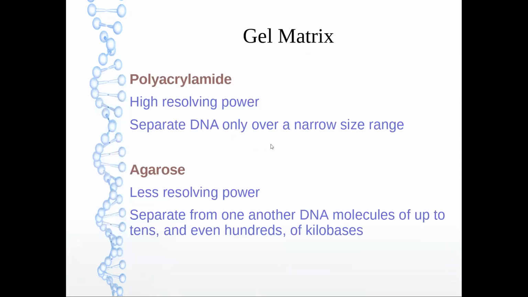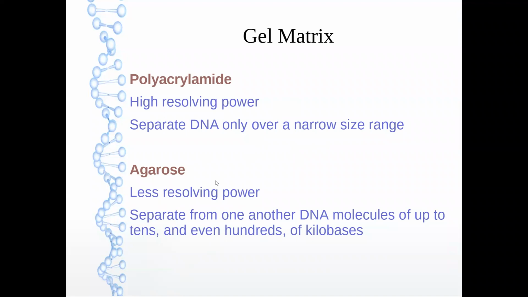So the gel matrix can be polyacrylamide or agarose. The difference is that polyacrylamide has high resolving power. So if you have DNA fragments of very similar lengths but you want to separate them out, you use polyacrylamide because it has higher resolution. But agarose is the generic one. You usually see it in the lab because it's cheaper and easier to use than polyacrylamide.